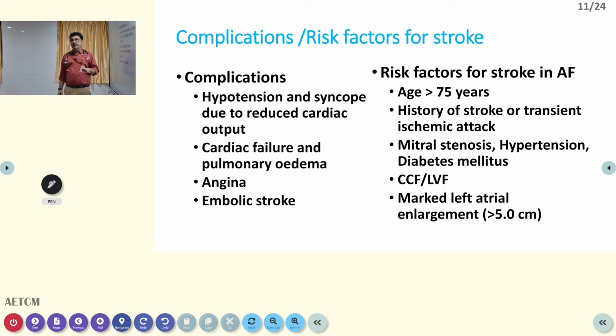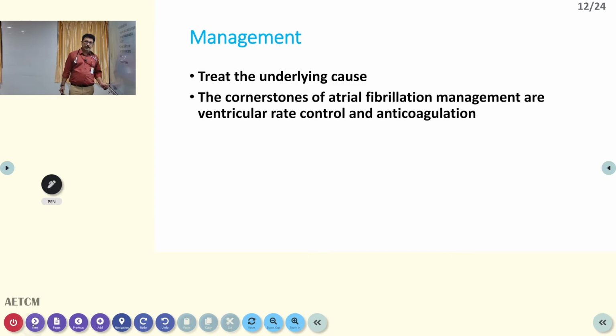Embolic stroke is a very important complication of atrial fibrillation. So you need to see whether the patient has mural thrombus, and long-term the patient has to take warfarin or anticoagulant drugs. Risk factors are age more than 75 years, history of stroke or transient ischemic attack, mitral stenosis, hypertension, diabetes, cardiac failure, left ventricular failure, left atrial enlargement size more than 5 centimeters. All these things are risk factors.